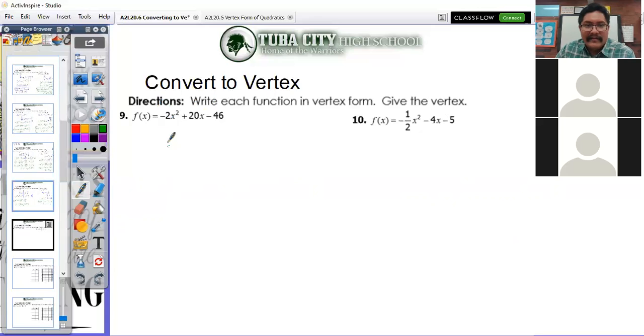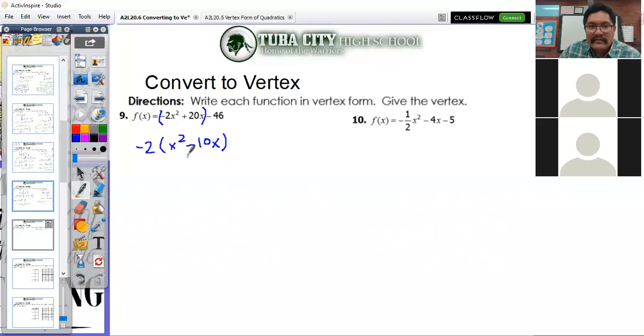Anyway, let's see if we can make this quick. Group this, and I can take out -2. So if I divide this one by -2, I'm only left with x squared. That's going to reverse the sign, and divide that by 2, we get x, like that.